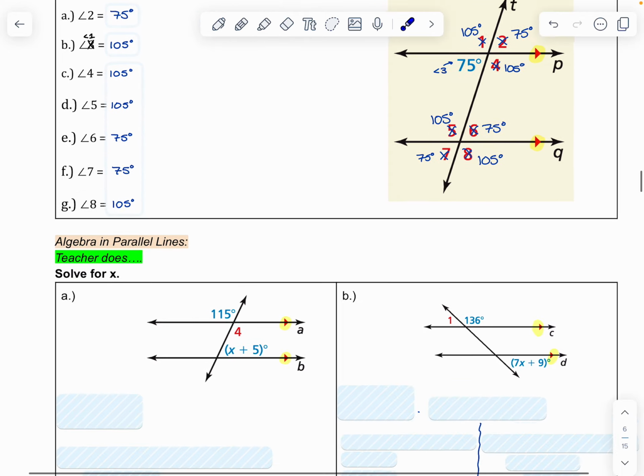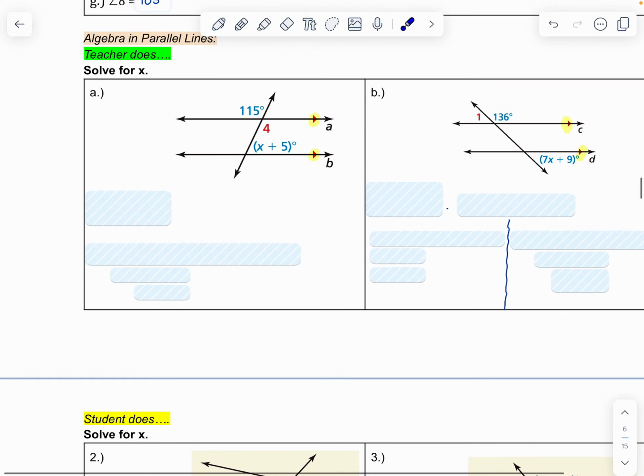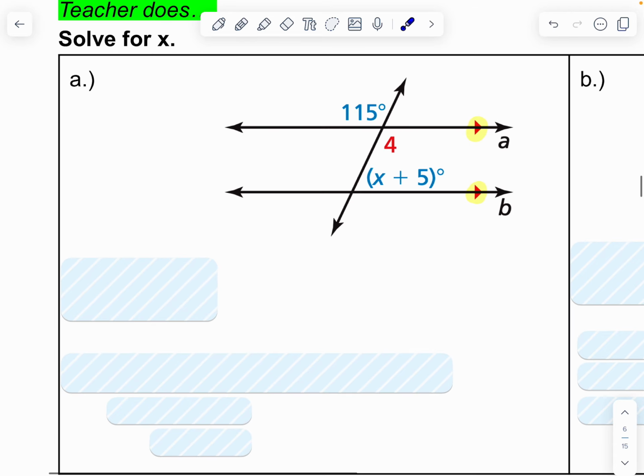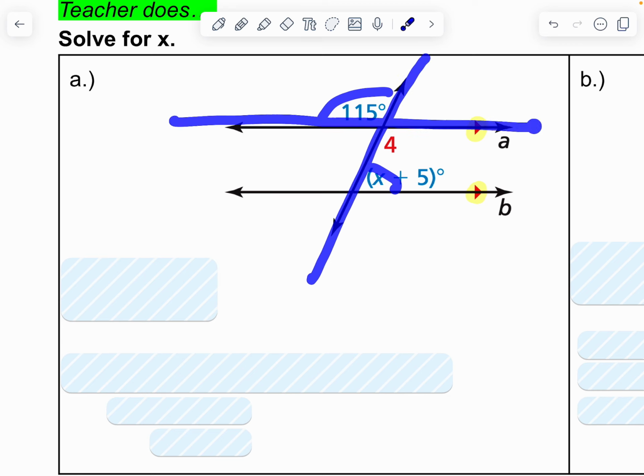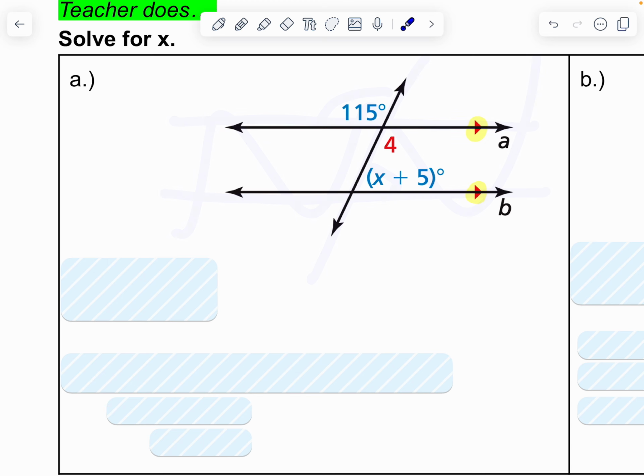Okay, moving on to some algebra problems that we're going to see. We need to solve for x. I have this angle and that angle. I can try and make a relationship with these two, but there is none. There's no immediate relationship between this angle and this angle. They're on opposite sides of the transversal, but one of them is exterior and one of them is interior. That's no good. There's no relationship between them.